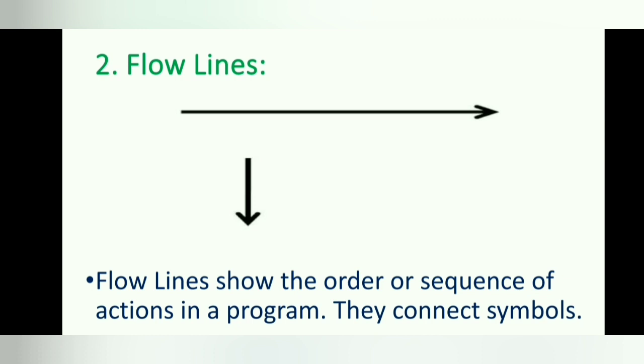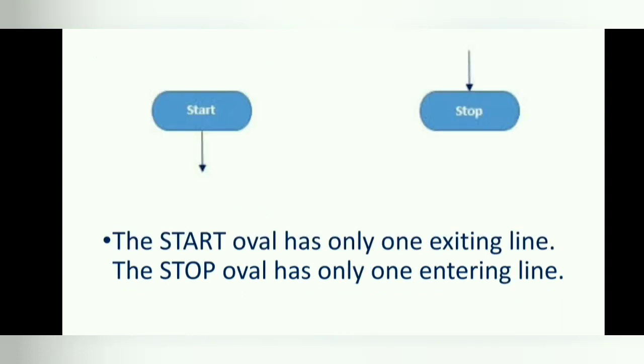Flow lines. Flow lines show the order or sequence of actions in a program. They connect symbols. Usually, a symbol has some entering and some exiting lines. The start oval has only one exiting line and the stop oval has only one entering line.